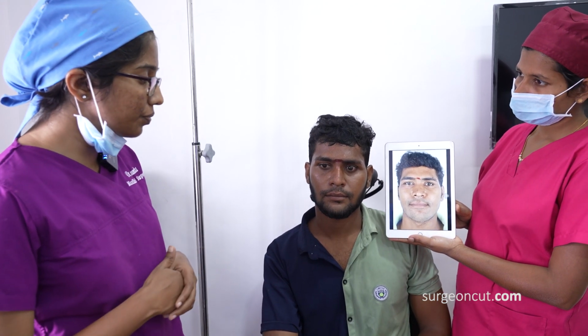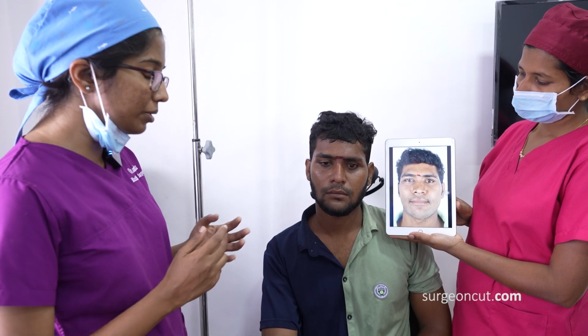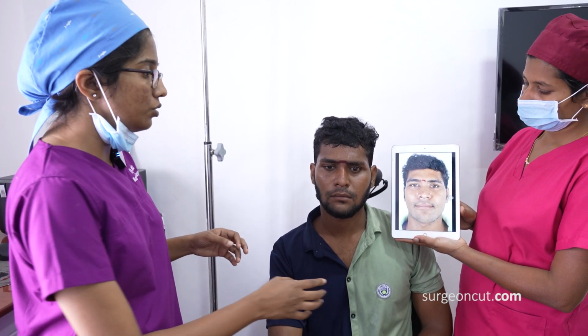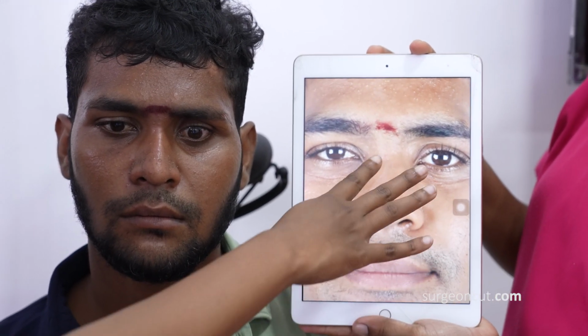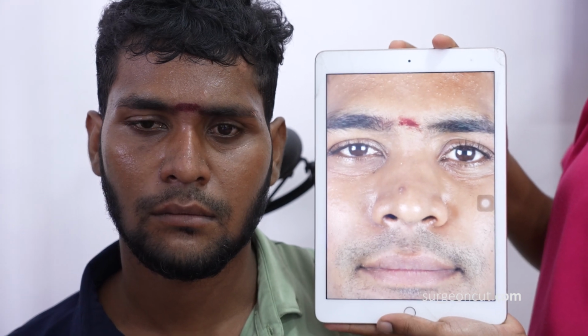Now he's our old patient. Why? Because we've planned out his deformity correction in 2 stages. First, we went ahead and did the rhinoplasty for him. You see this nose, it is flat, all botched up. There is no support, no dorsum whatsoever.